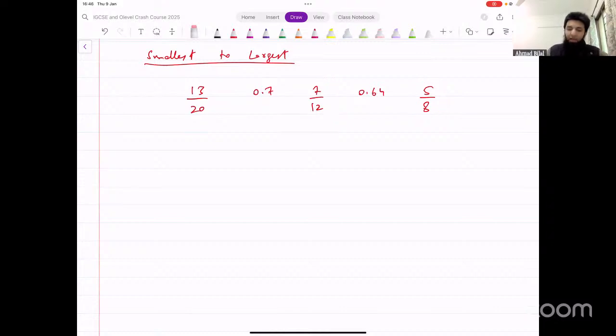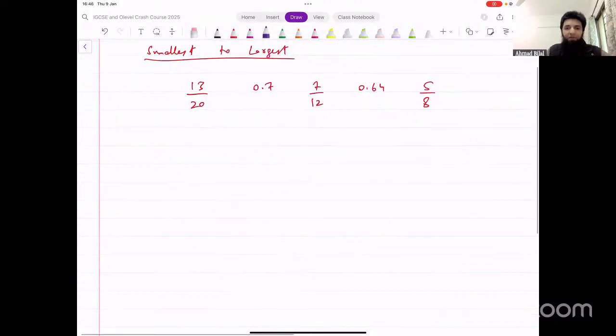Let's see what happens if we try to convert everything to fractions. Now, the first one is already a fraction. What about 0.7? We could write that as 7 over 10, for instance. We have one decimal, so we have one 0. 0.64, we've got two decimals there. We could do 64 over 100. Two decimals, so we have two zeros in the denominator there, and that gives us the result.